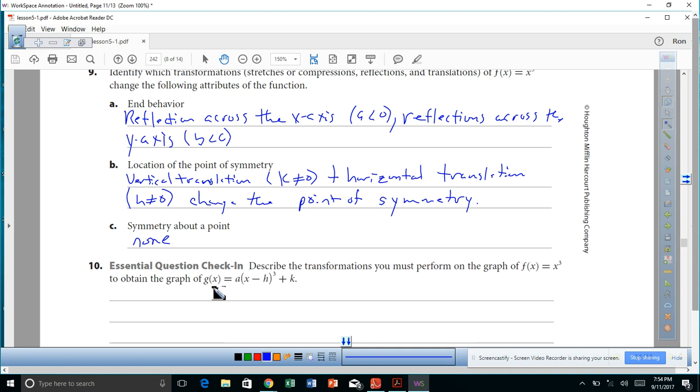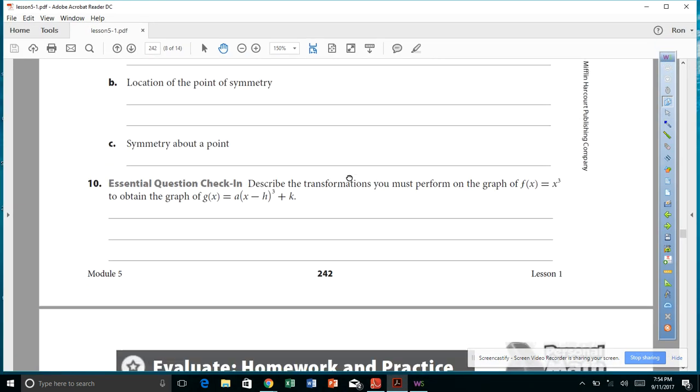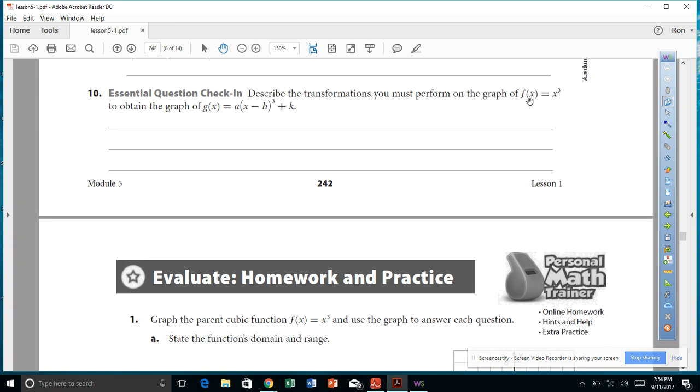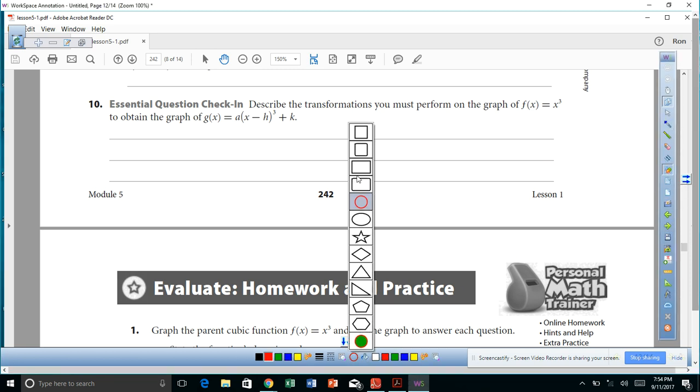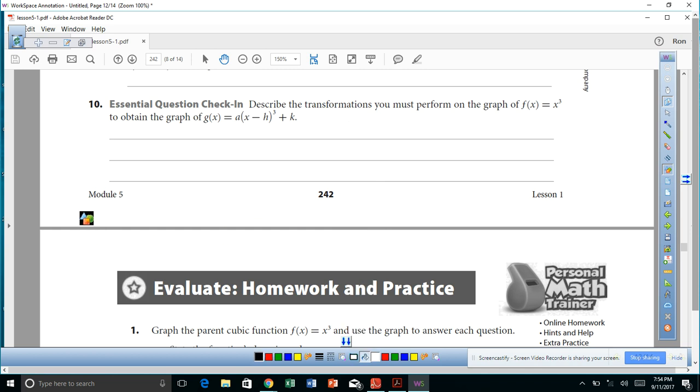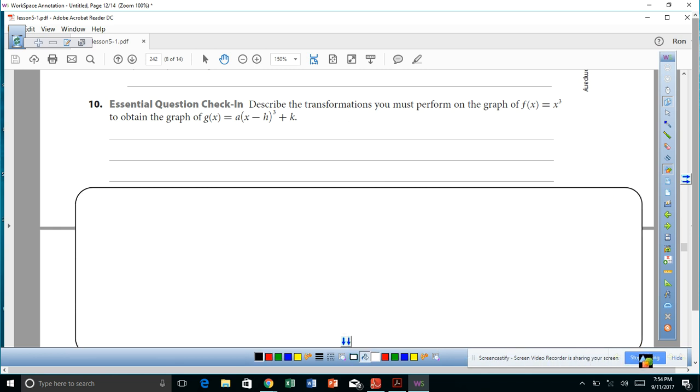Essential question check-in. Describe the transformations you must perform on a graph of f of x equals x cubed to obtain the graph of f of x equals a times (x minus h) cubed plus k. I may need a little room there. Let's see if we can close all that up. All right, just in case I need a little room.